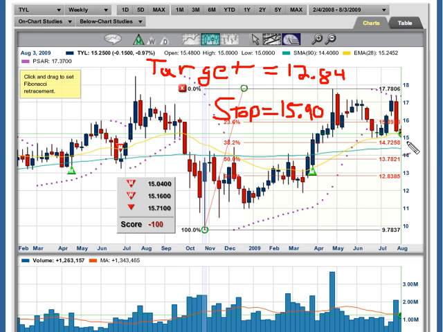So I recommend going short if the stock closes below $15, with a target of $12.84 and a stop of $15.90, for a profit of $2.16 per share. On a $15 stock, that's pretty good. In fact, that's about 14%, so not a bad trade. And that's it. That's my short tip for today.